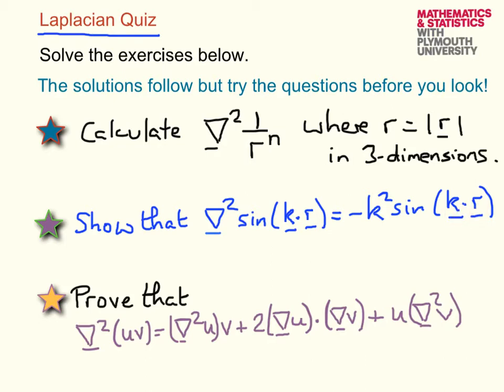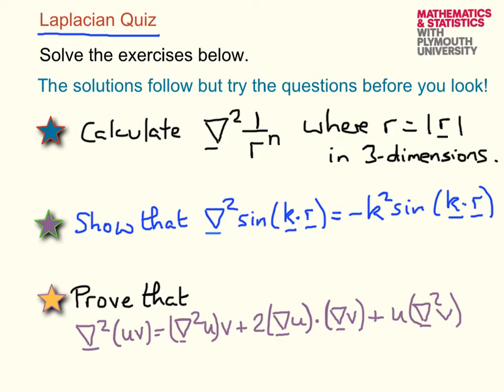And then finally, I'm suggesting that you try to prove this identity, that if you apply the Laplacian to the product of 2 scalar fields u and v, this can be rewritten in this way. So I suggest you write these problems down with paper and pencil and try to solve them, and then pause the video and come back to it after you have given the questions a good attempt.